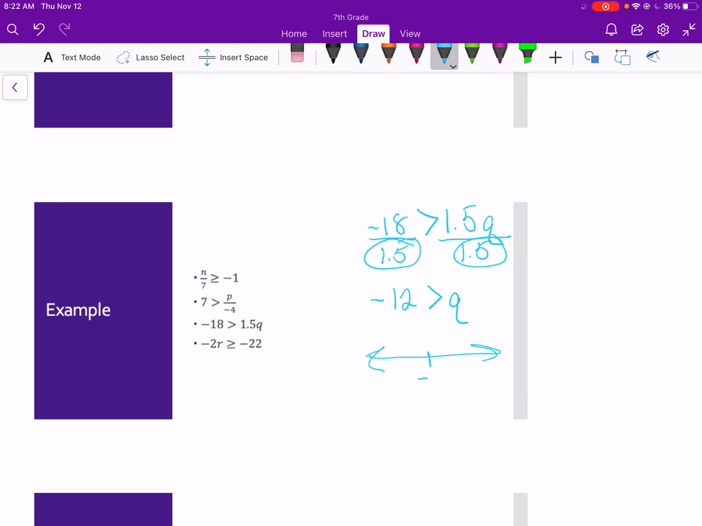So let's graph it, negative 12. It's an open circle because we don't have an equal to. Plug in my favorite number of 0 and say, is negative 12 greater than 0? That's not true, so I'm going to point away from 0.